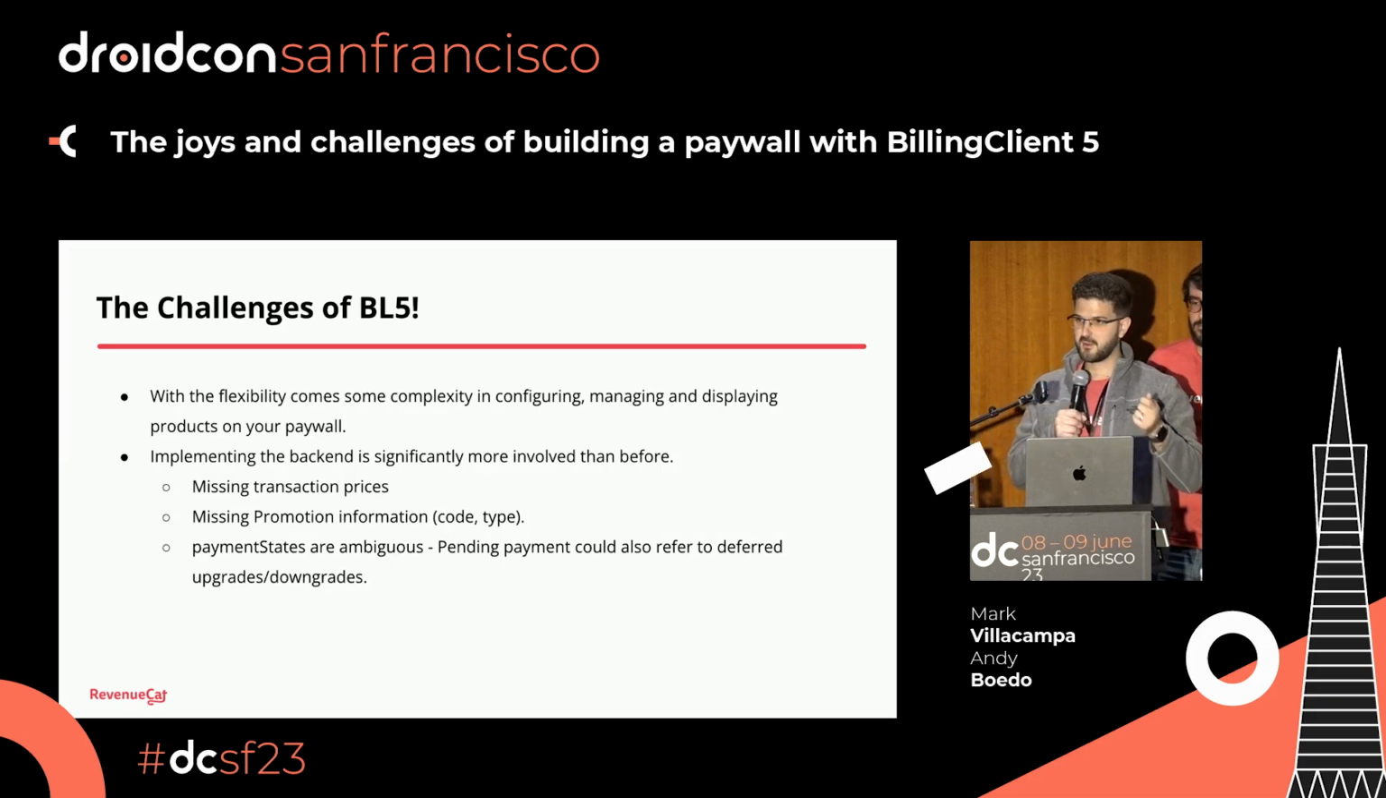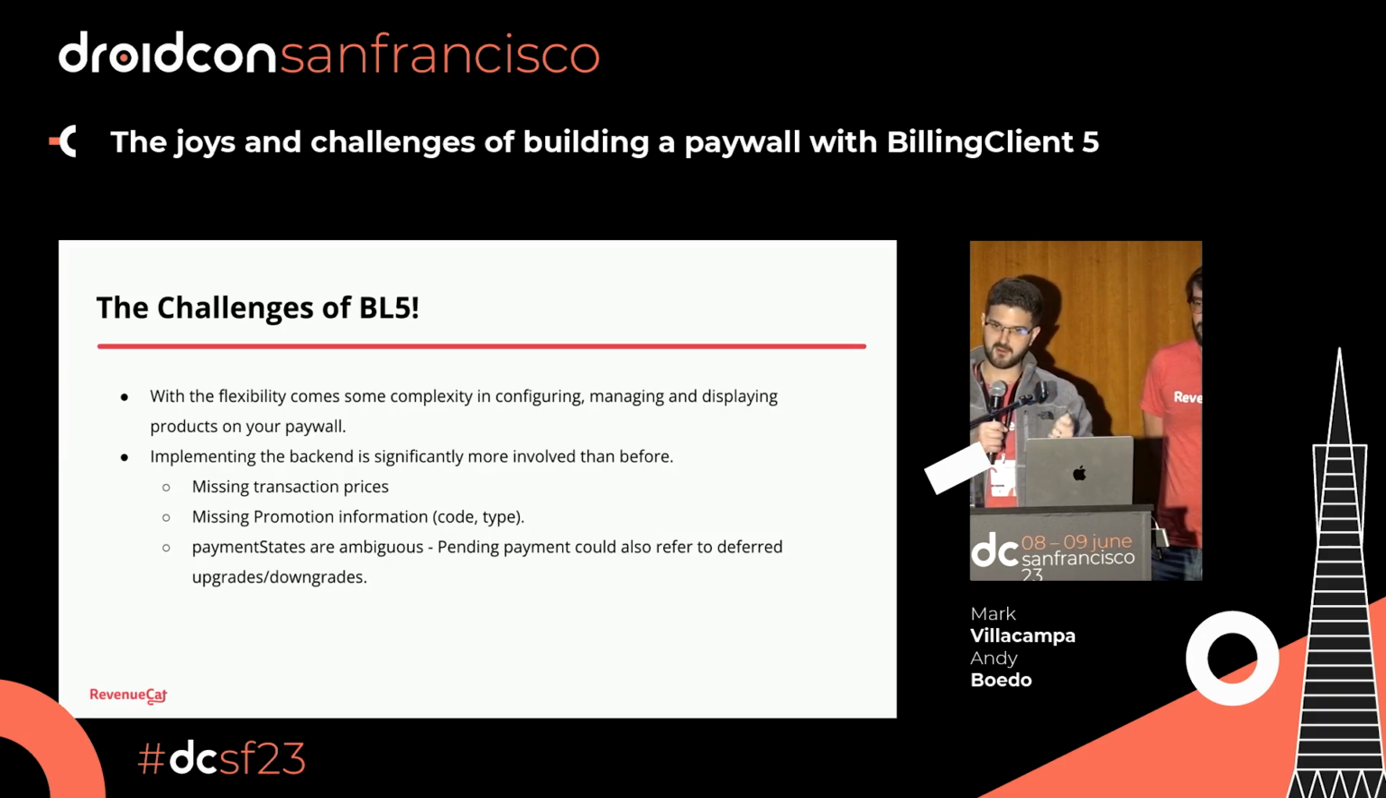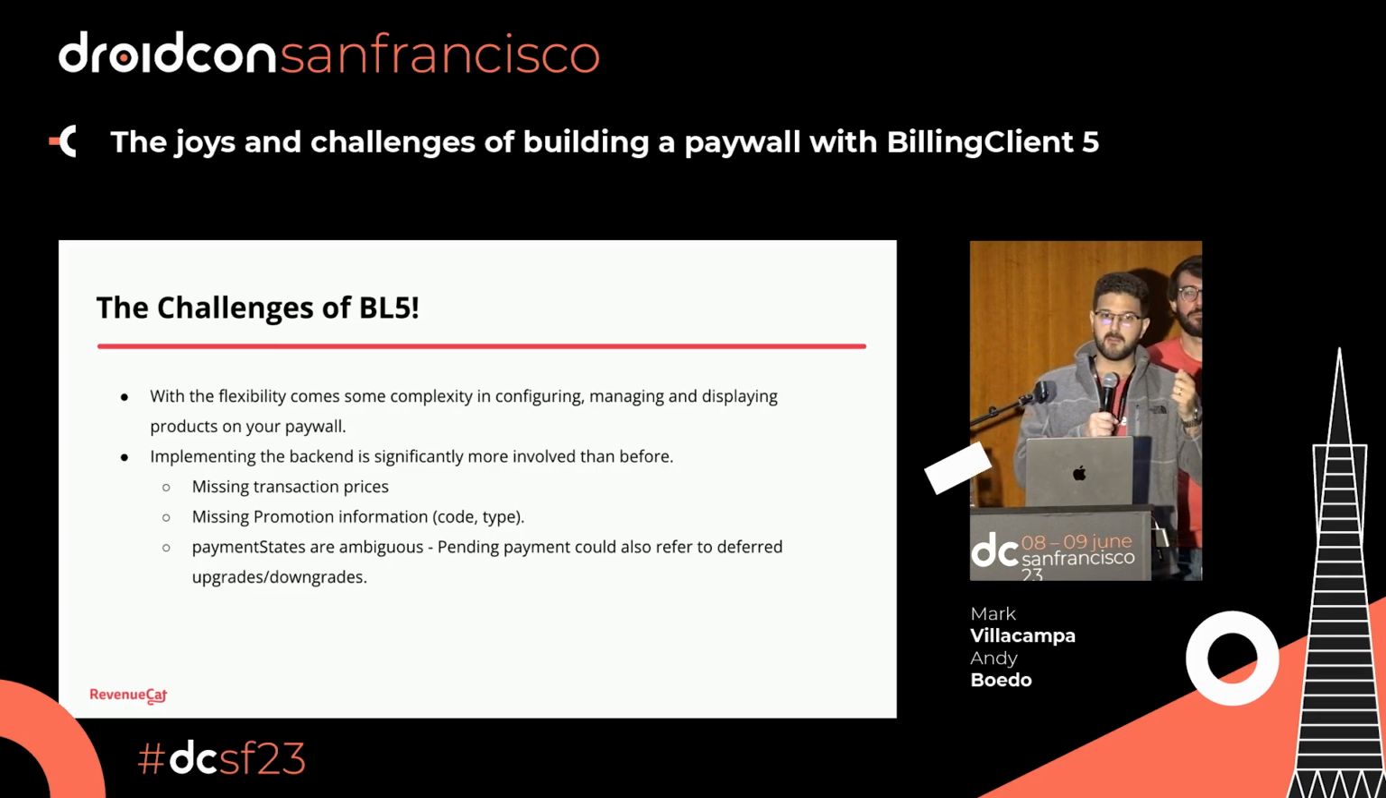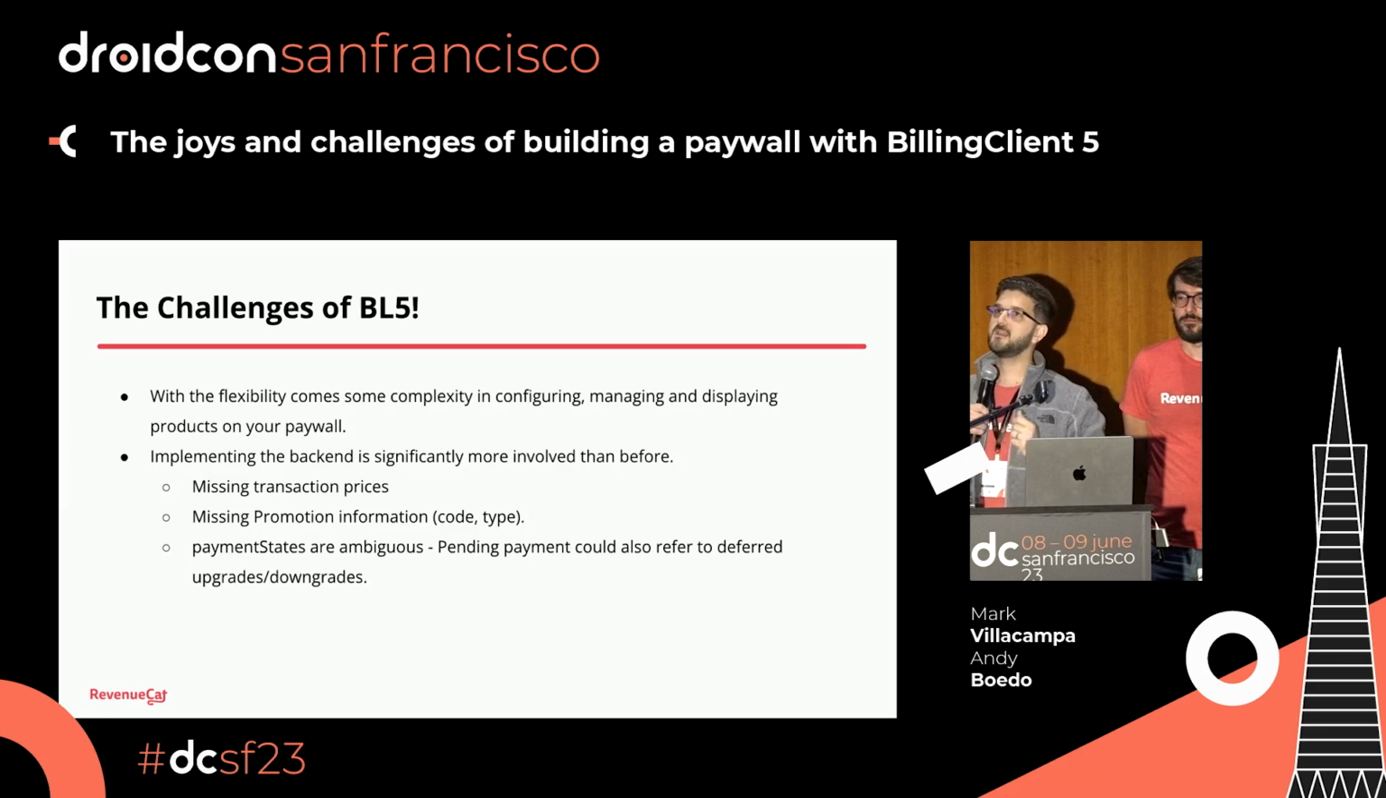If you're running any promotions, you don't get the code or the type, and that makes it very difficult to understand whether those were effective. The payment states are also ambiguous. For example, for a pending transaction, you don't know whether it is pending because the user needs to go to a physical shop and confirm the purchase with money, or if they're waiting for something else. For example, if you upgrade into a different subscription, but the price changes only after the current billing period expires, that's also still pending, and you don't know what exactly happened there.